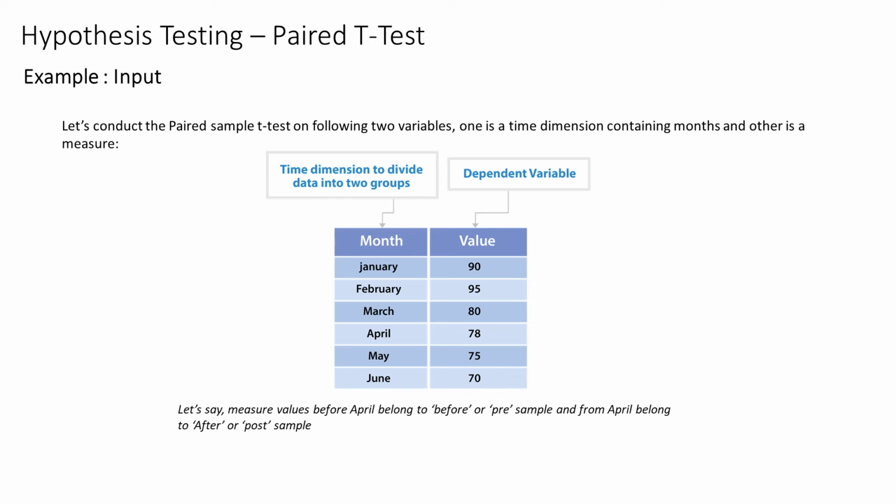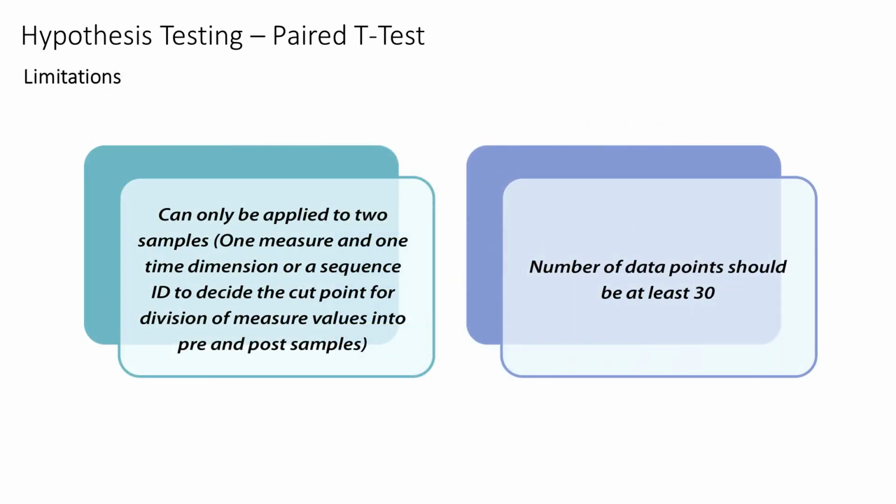Or one might use this technique to compare unemployment, GDP growth, or other factors for a time period during which one president was in office versus the results in these areas during the period another president was in office. Paired t-test is used to evaluate the before and after of a situation, treatment, condition, and other factors. The paired sample t-test can be applied on only two samples, one measure and one time dimension or a sequence ID, to decide the cut point for division of measure values into pre- and post-samples. To use this technique, the number of data points should be at least 30.